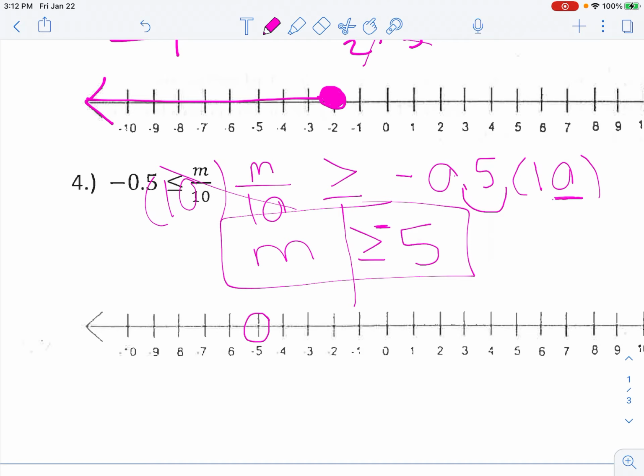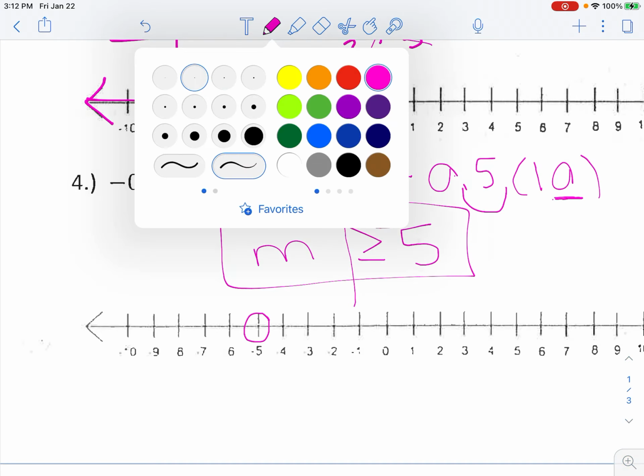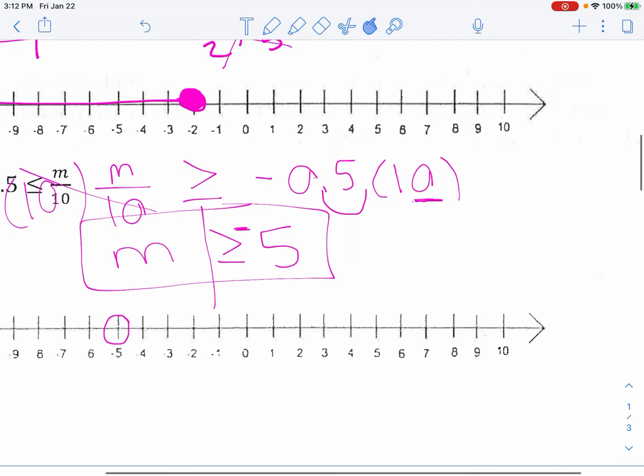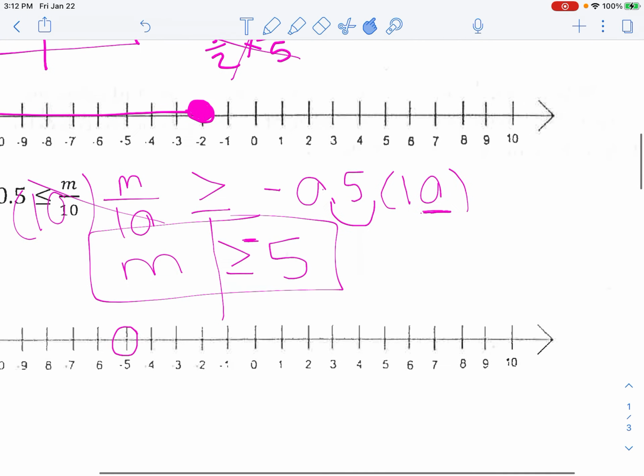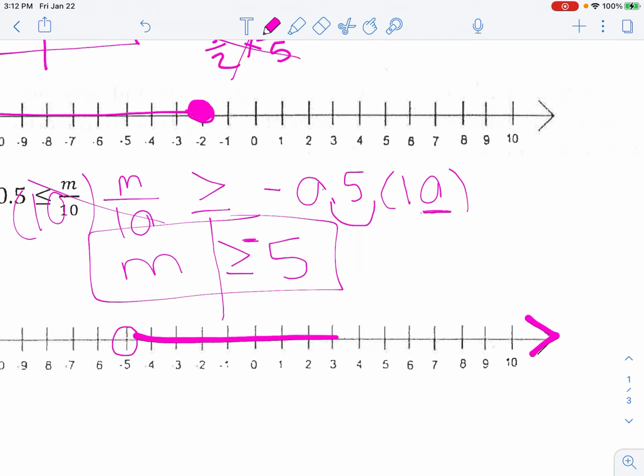So put your circle at -5. We are going to darken that arrow moving to the right. We're going to darken all those numbers, showing those are solutions. And we're going to fill in our circle because -5 is greater than or equal to -5.